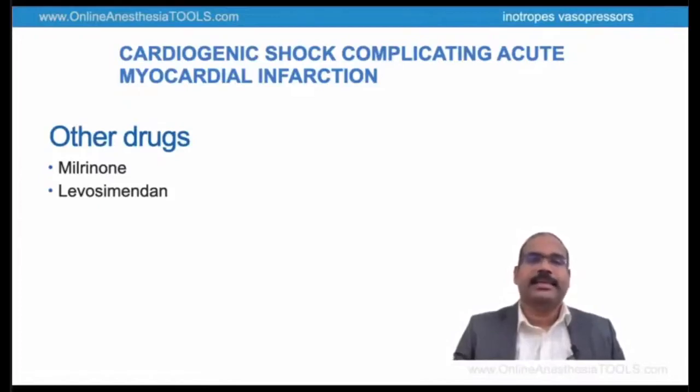So this is the rationale behind the use of milrinone. It's only for refractory cardiogenic shock. The recommended doses are 0.35 to 0.75 mg per kg per minute and it requires renal adjustment.